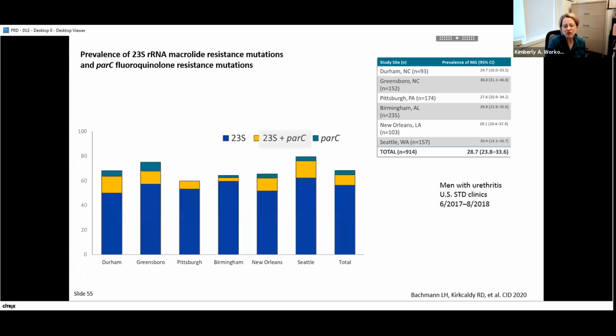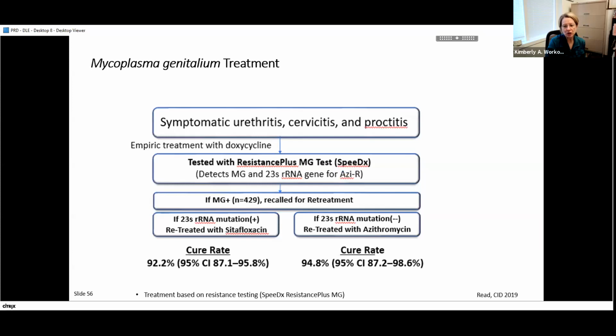This is a study that was done in several STD clinics showing the high prevalence of macrolide resistance mutations. Azithromycin resistance mutations are close to 60% in multiple cities. So how are we supposed to treat this? We don't even have a way to detect macrolide or quinolone resistance. So I'll show you what our colleagues have done in Australia. In Australia and in some European countries, there is the ability to test for macrolide resistance.